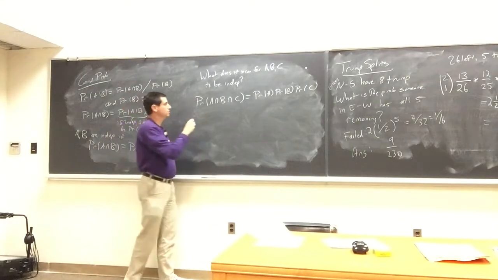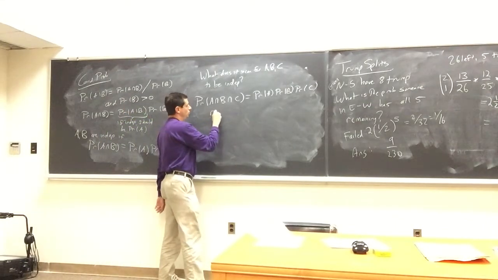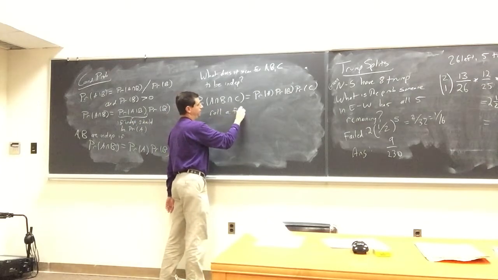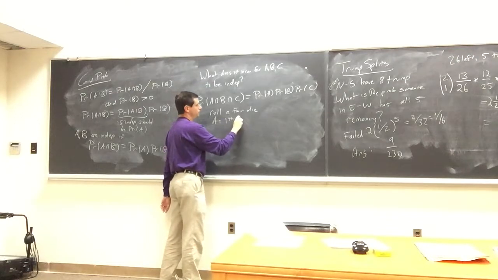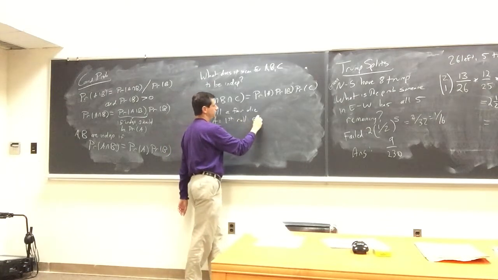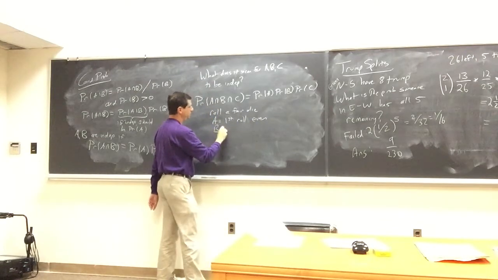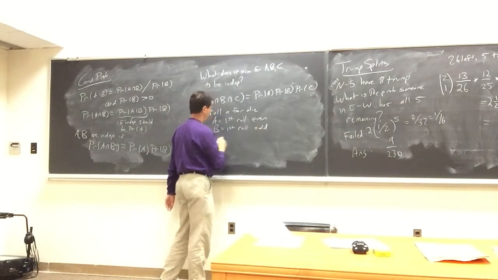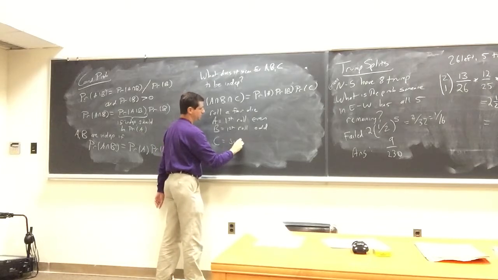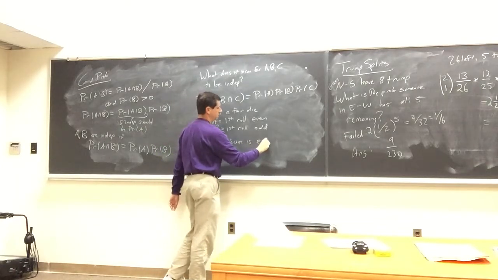So now let's say we roll a fair die. A will be first roll is even. B is first roll is odd. And C will be sum is even.